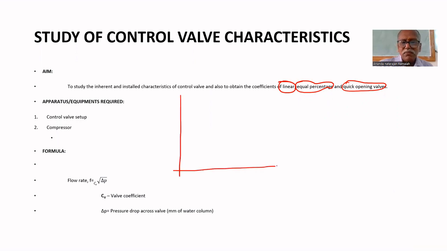Linear valve means this is the opening of the valve, 0 to 100%. The lift of the valve is on the x-axis, and the flow rate is on the y-axis. For a linear valve, the characteristic will be like this.